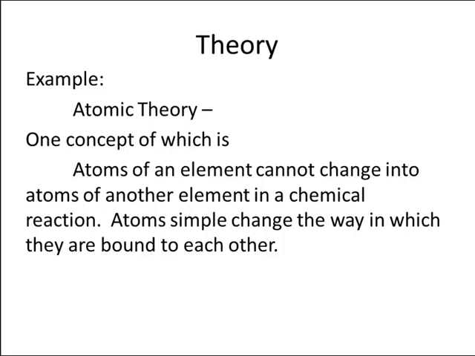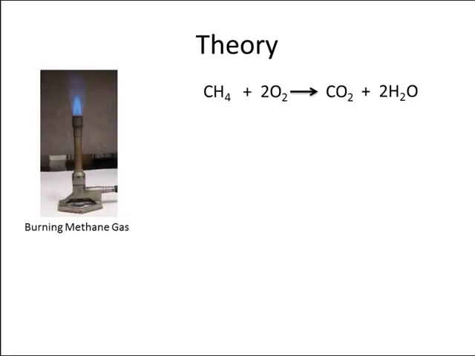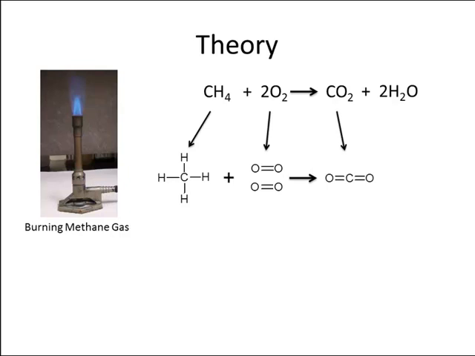So let's go back to our example of burning methane. We had CH4 reacting with O2 to form CO2 and water. If we look at the structure of CH4, you can see a carbon with 4 hydrogens around it. We have 2 oxygen double bond molecules. CO2 is just a carbon double bonded to 2 oxygens. And then we have 2 water molecules. Each one consists of an oxygen bonded to 2 hydrogens.